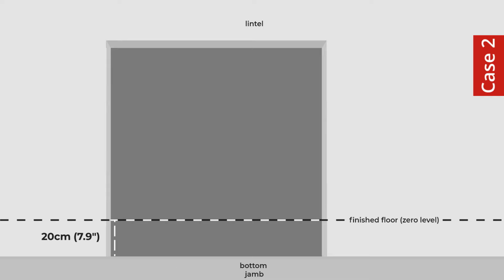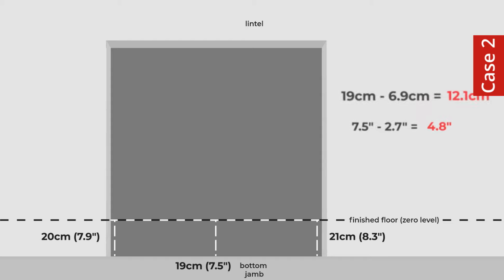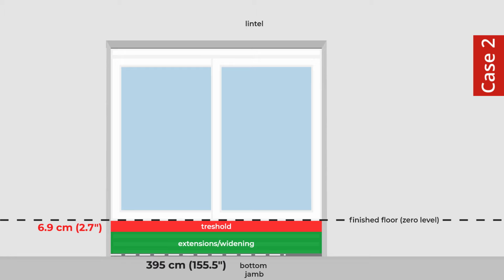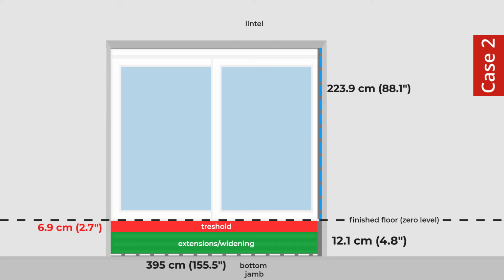3 measurements from the level of the finished floor to the current one: 20 centimeters on the left, 19 centimeters in the middle and 21 centimeters on the right. So, the extension we need is 19 centimeters minus 6.9 centimeters threshold equals 12.1 centimeters. The whole measurement is written as follows. Window width 395 centimeters. Window height 223.9 centimeters plus extensions profile 12.1 centimeters high.